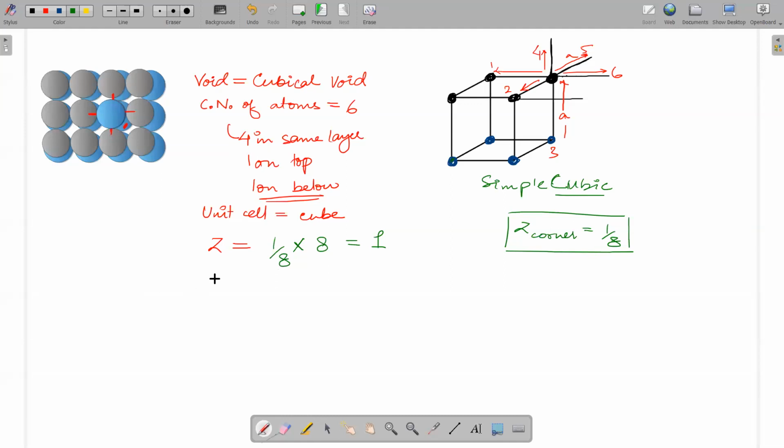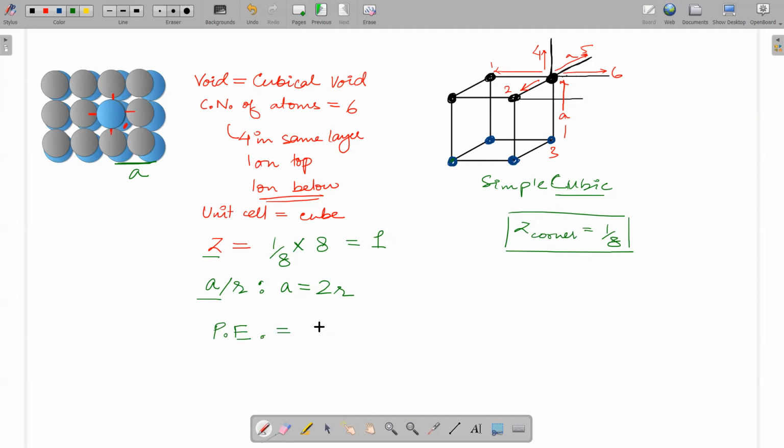Now let us find the relation between A and R. It is easy now. There are 2 atoms. As you can see, this is A. So A is equal to 2R. Now easy. A is equal to 2R. Okay, so we have found Z, and we have found A and R. Let us find out now the packing efficiency.